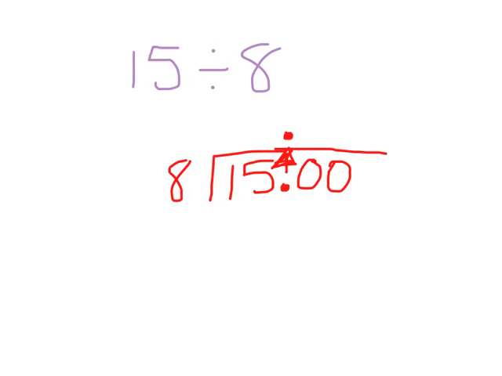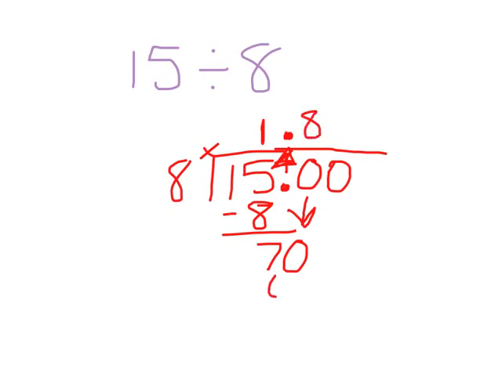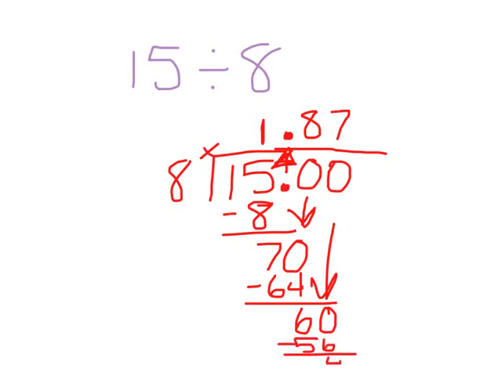Now I can get started. How many times does 8 go into 15? Well, 8 goes into 15 one time. 1 times 8 is 8. When I subtract, I have 7 left over. Bring down my 0. How many times does 8 go into 70? 8 goes into 70 8 times. 8 times 8 is 64. Subtract, I get 6. Bring down my 0. How many times does 8 go into 60? Well, 8 goes into 60 7 times. That's 56. Subtract, and I have 4 left over.